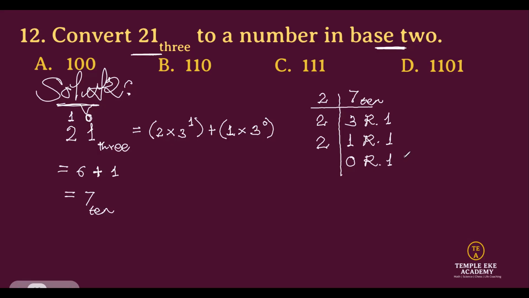Now, these remainders have to be written from the bottom to the top, in reverse order. And therefore, the original number, 21 in base 3, after conversion to 7 in base 10, has now been ultimately converted to, from the bottom to the top, 111 in base 2. Our final answer, and that is option C.